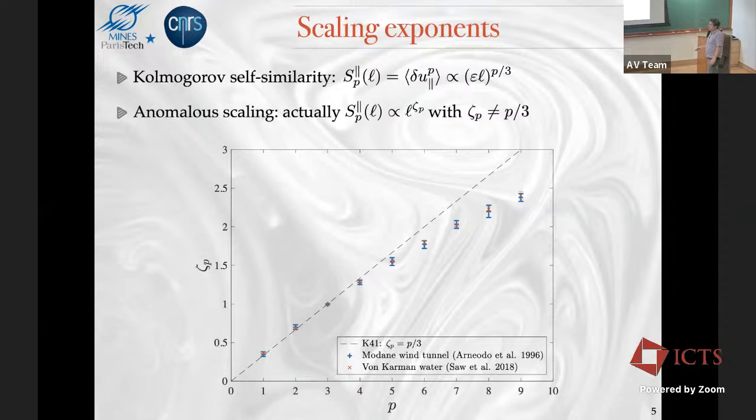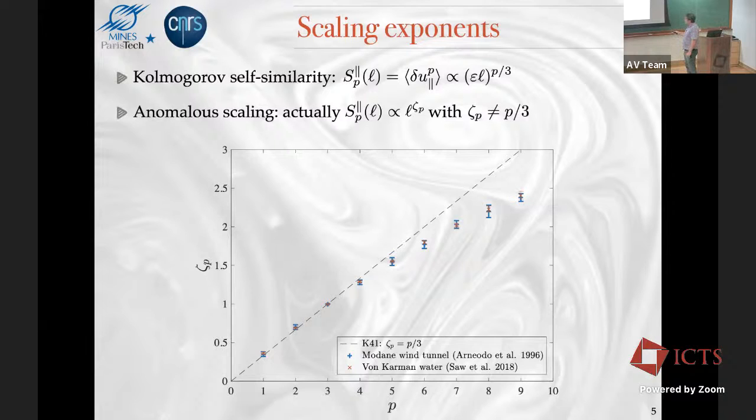And this is also a consequence of the scaling form that you can write, that is equivalent to Kolmogorov 1941 for the distributions of velocity increments. Now, what is actually observed in actual turbulent data is anomalous scaling: the p-th order structure function goes like L to some power zeta p, and this zeta p is different from p over 3.